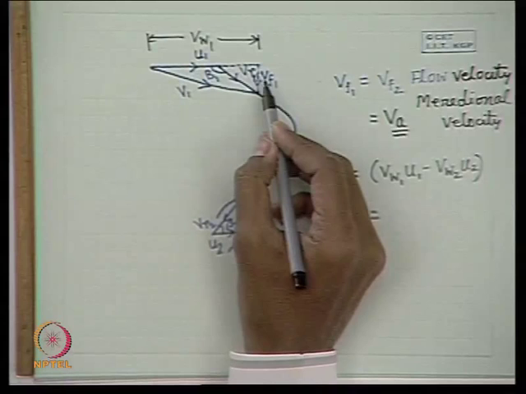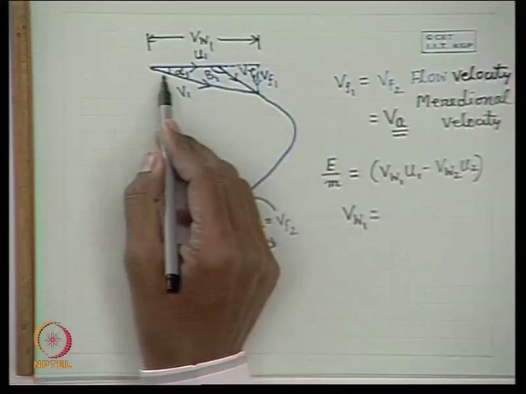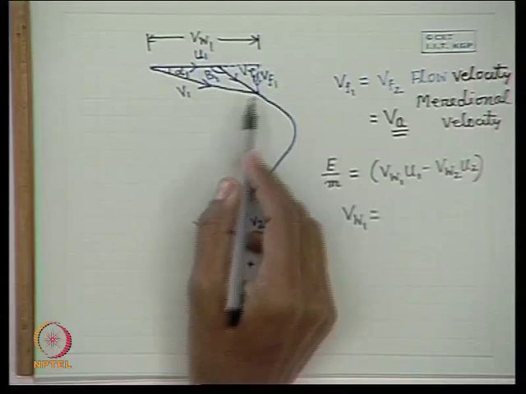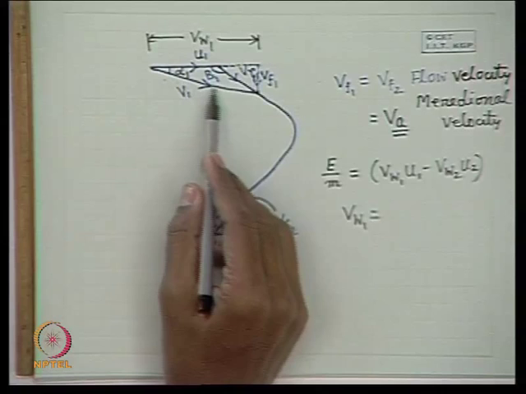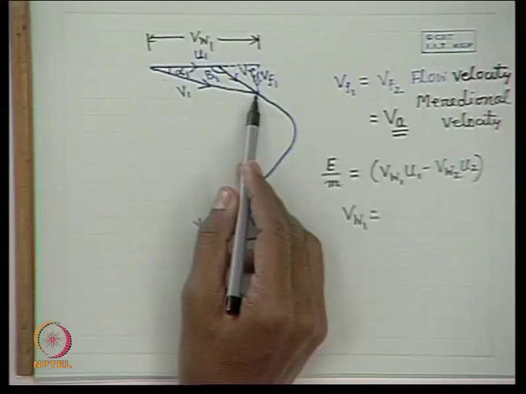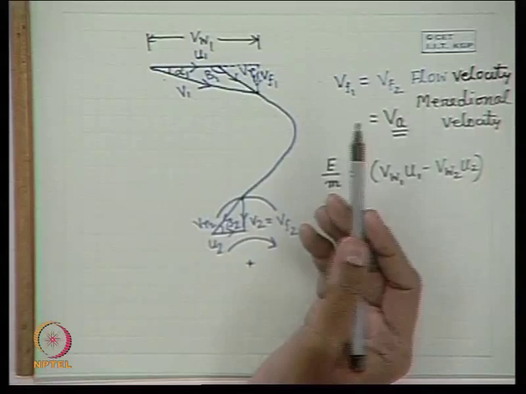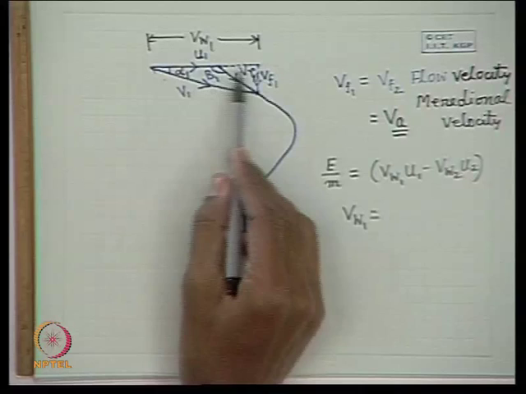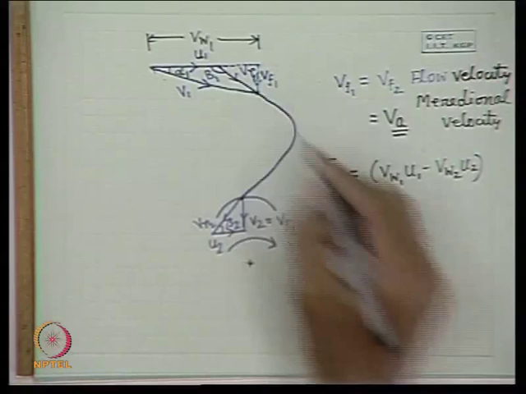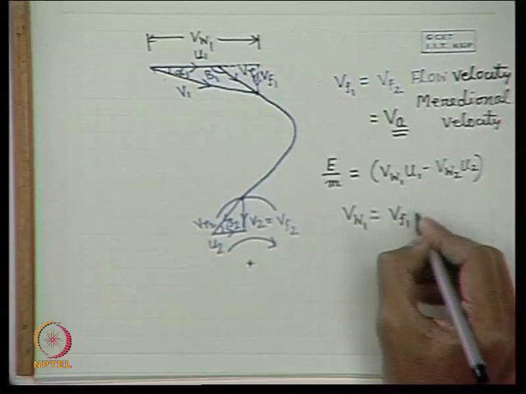Let this angle be alpha 1, where alpha 1 is the angle of the guide vanes at its exit, because the direction of the incoming velocity is in the direction of the angle of the guide blade. Guide vanes are fixed. So when fluid comes out from the guide vanes, there is no relative velocity; the absolute velocity is equal to the angle of the guide vane at its outlet, which is the angle of the inlet absolute velocity with the tangential direction, that is alpha 1. So we can write Vw1, from this inlet velocity triangle, as Vf1 cot alpha 1.